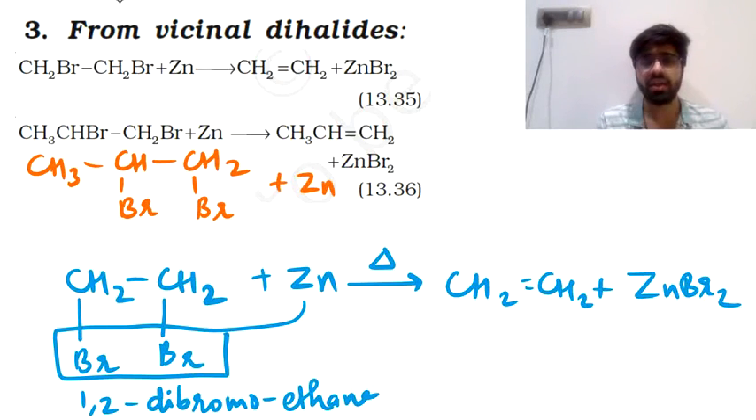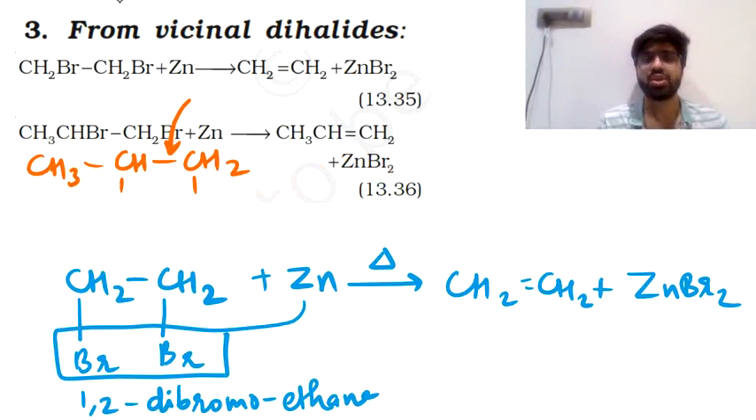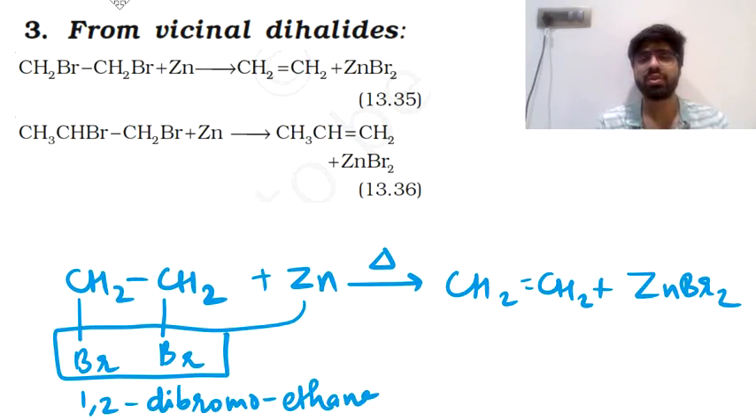Make it react with zinc. Zinc will take away the two bromine atoms, and the place from where the bromine atoms are coming out, a double bond is going to get formed in that position. So you will get CH3, CH, double bond CH2, and that is your product right here. And ZnBr2 was coming out. So reaction of vicinal dihalide with zinc is going to give you the formation of alkenes. And that's your third reaction for the preparation of alkenes.